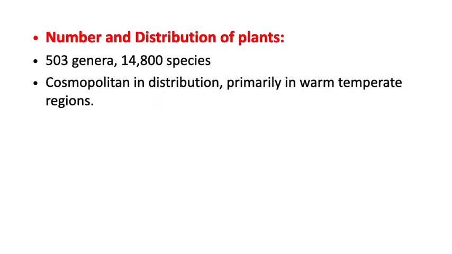Regarding the number and distribution of plants, this subfamily includes 503 genera, 14,800 species. This subfamily is cosmopolitan in distribution and primarily seen in warm temperate regions.